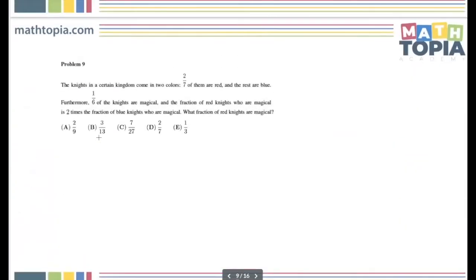All right, number 9. This one is a little bit hard to figure out, but don't worry, it's not too bad. The knights in a certain kingdom come in 2 colors. 2/7 of them are red, and the rest, 5/7, are blue. Furthermore, 1/6 of the knights are magical. And the fraction of red knights who are magical is 2 times the fraction of blue knights who are magical. What fraction of red knights are magical?